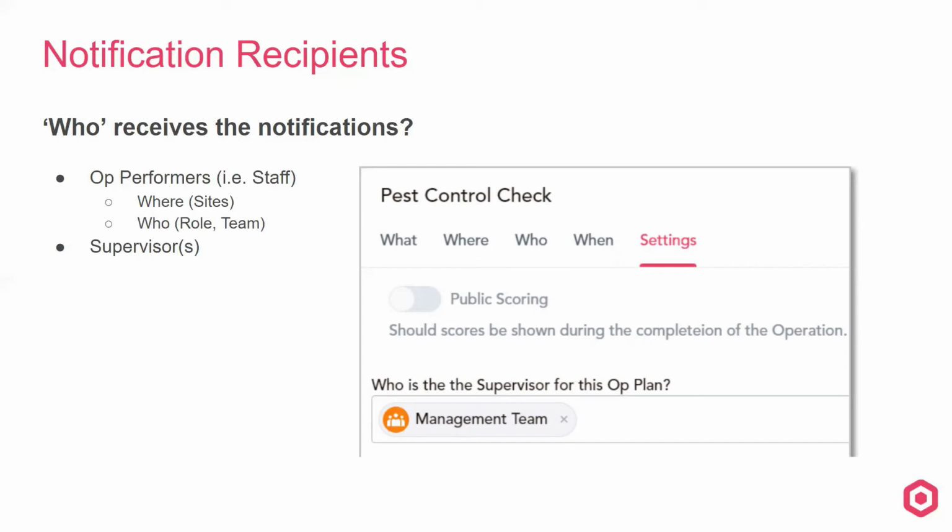And who can perform the op, which roles and which teams? So if you've got a team that spans several sites, but this op is only for one site, it's only the people who work at that site that belong to those roles or teams that would receive the notification. And then the other people who are going to receive the notification are the supervisors as well.